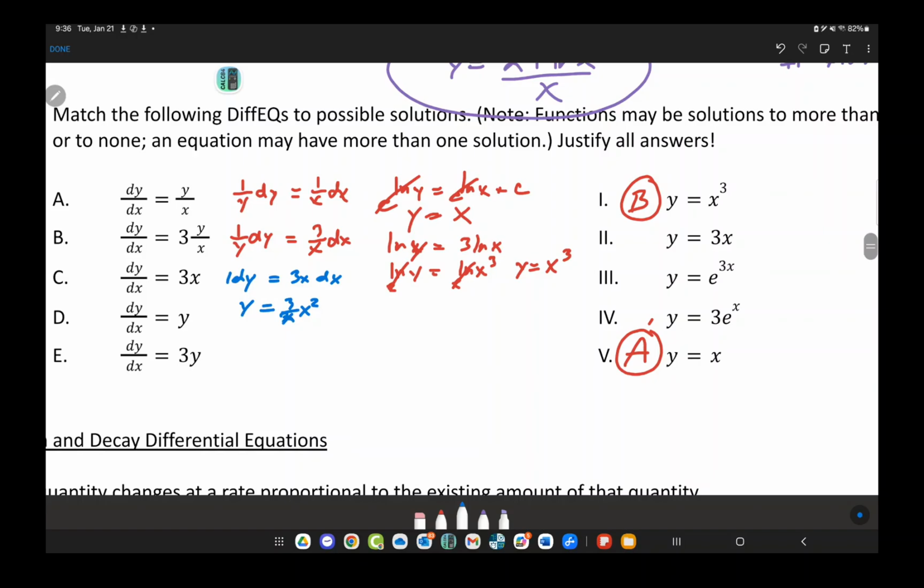Why do you say that? It's in the notes. Functions may be solutions to more than one equation or to none. An equation may have more than one solution. So in this case, none of these are applicable to this. Okay.